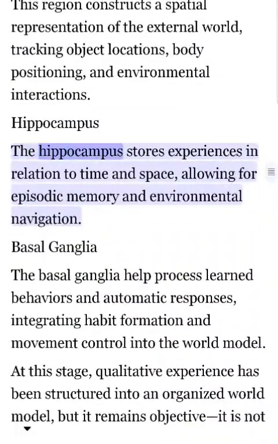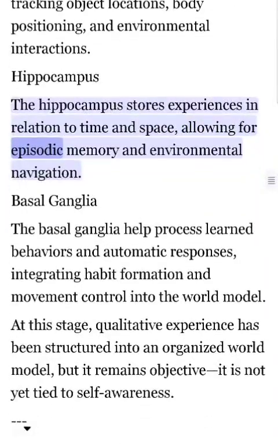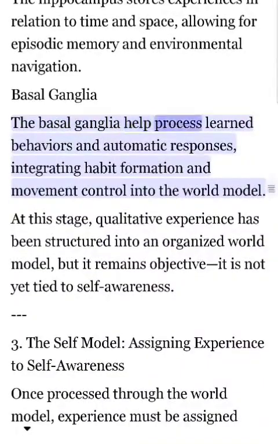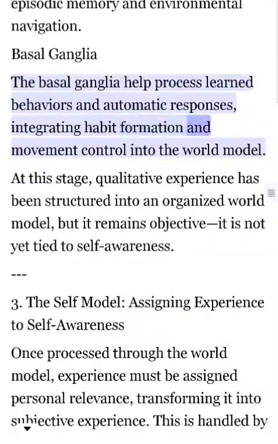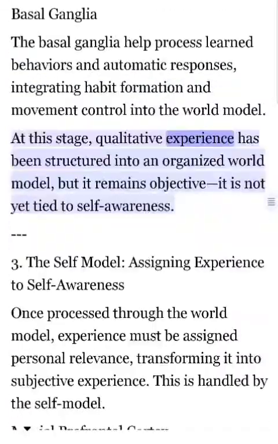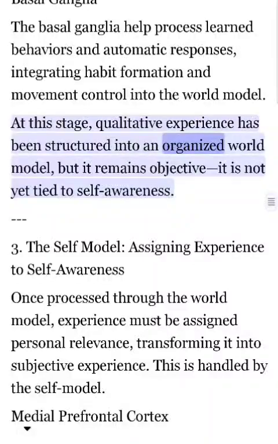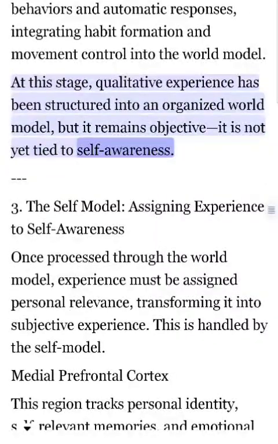Hippocampus. The hippocampus stores experiences in relation to time and space, allowing for episodic memory and environmental navigation. Basal ganglia. The basal ganglia help process learned behaviors and automatic responses, integrating habit formation and movement control into the world model. At this stage, qualitative experience has been structured into an organized world model, but it remains objective. It is not yet tied to self-awareness.